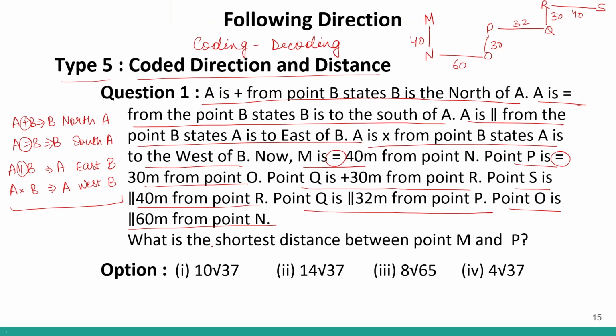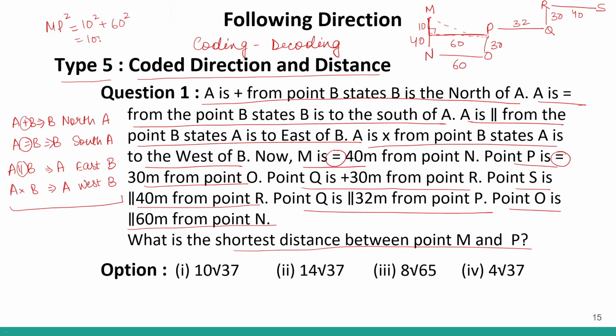Now, the question is we have to find the shortest distance between M and P. So M is over here and P is over here. So on a straight line basis, if I draw a right angle triangle like this, we'll use the Pythagoras theorem. So this distance will be 10, and this distance will be 60. So MP square will be 10 square plus 60 square.